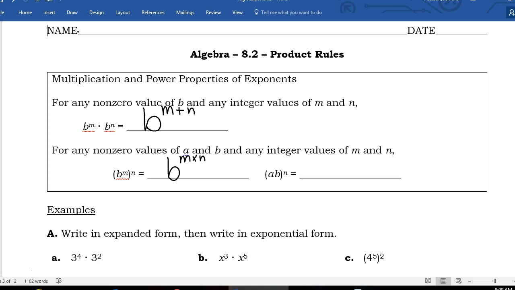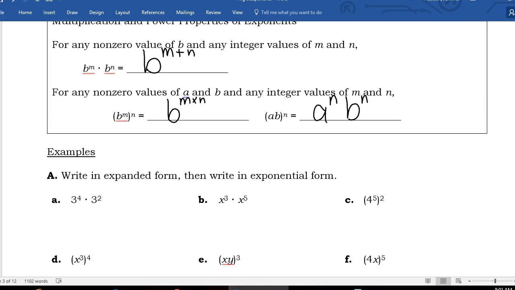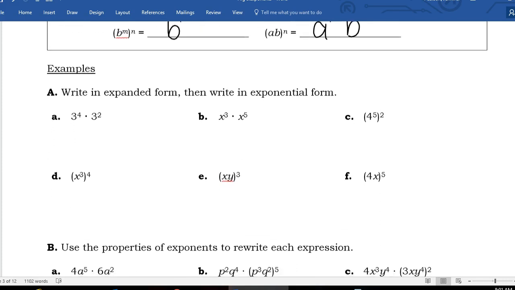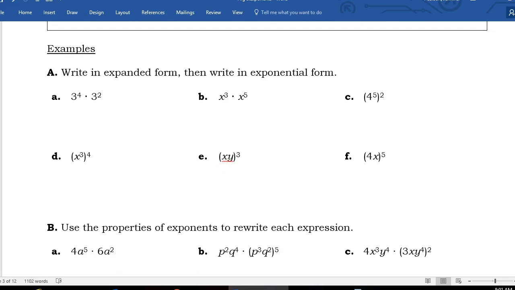And finally, the quantity of the product of a times b raised to the power of n is kind of like the distributive property. You need to give whatever exponent you have on the outside to every piece of the product on the inside. So a gets an n and b gets an n. Let's try using some of these rules. I'm going to write these out in expanded form and in exponential form to show you how these rules work.